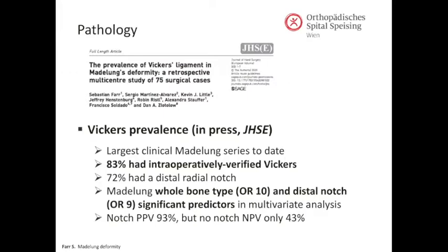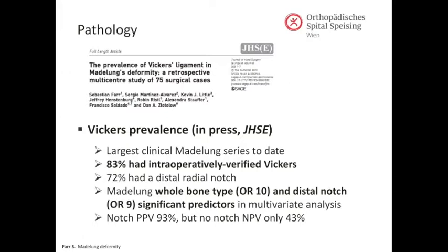We just had a nice paper accepted in the Journal of Hand Surgery European, where we did an international report on actually the largest Madelung series so far. We have seen that 83% had an intraoperatively detected Vickers ligament. So not all cases, and this was the purpose of the study, since some of us have seen cases with no Vickers ligament intraoperatively, and that's why we performed this study. And interestingly, almost 3 out of 4 had a distal radius notch. We can speak about it afterwards.